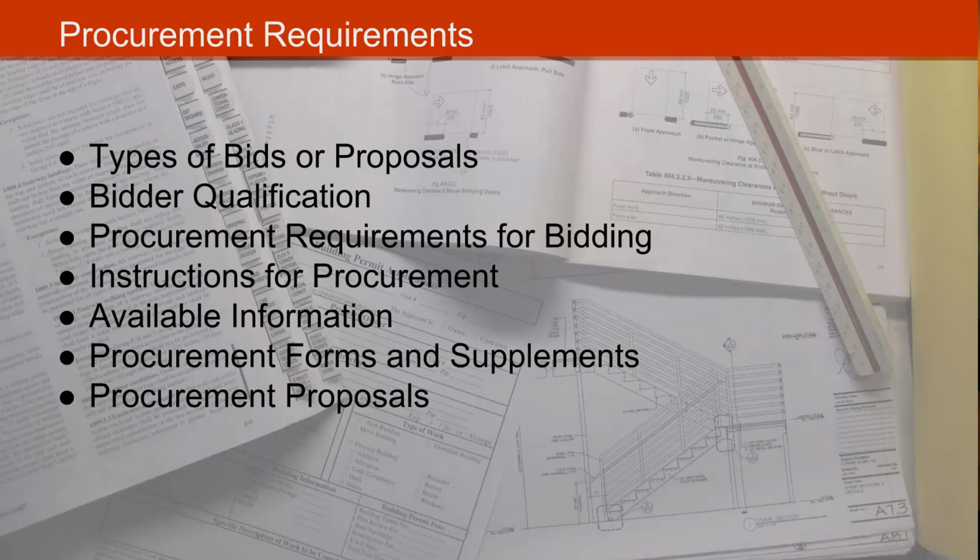So when we think about the procurement requirements as a part of the specifications, this is going to include the types of bids or proposals that will be accepted, what the bidder qualification requirements are, what the requirements are for procuring the bids, what the instructions for procurement and instructions to bid are, what available information there is for the contractor to bid, what the procurement forms and the supplements are that the contractor must consider when submitting the bid, and finally, what the procurement proposals are. What exactly is the owner asking for?